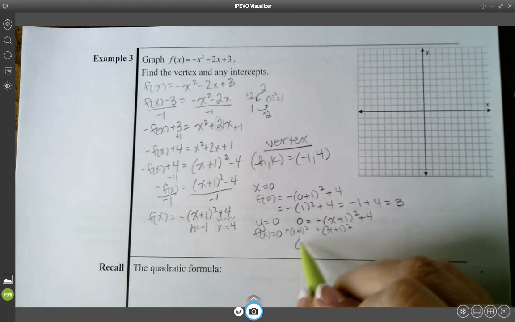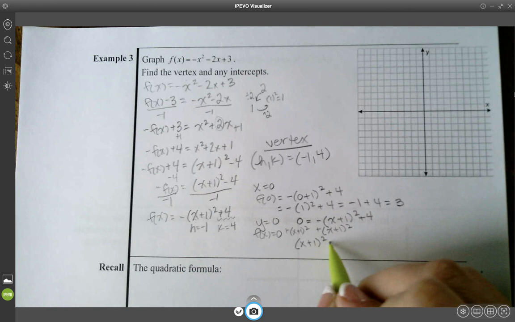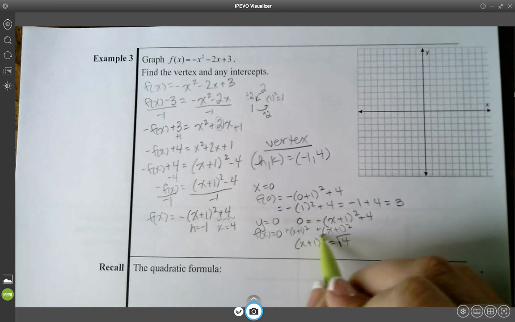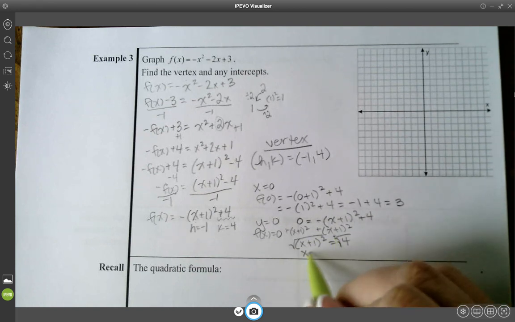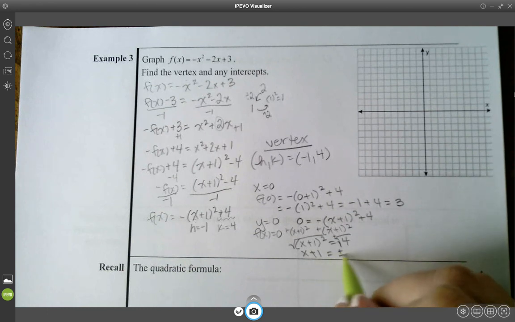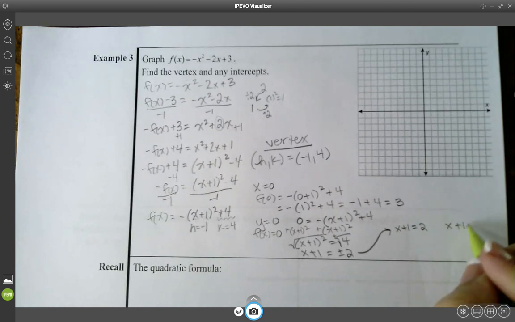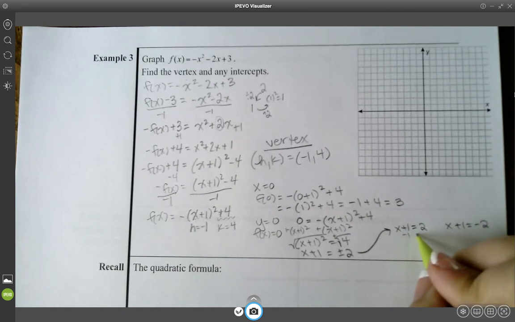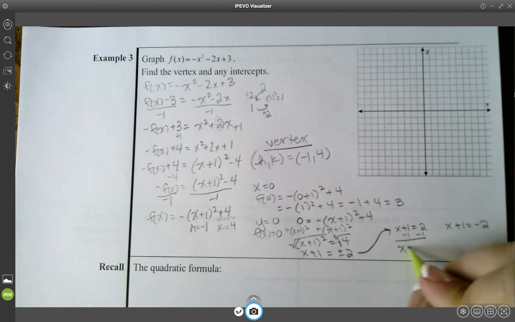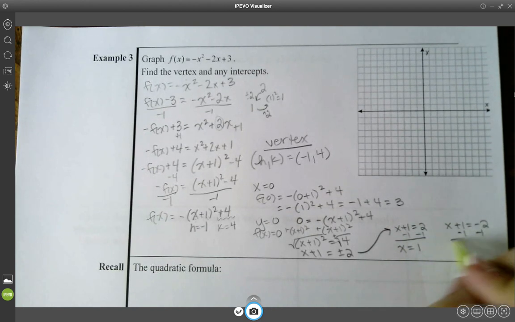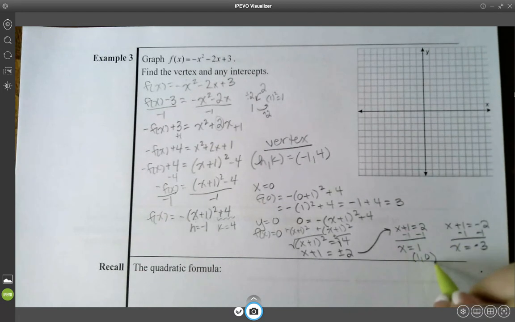So now we have (x + 1)² = 4, square root property. x + 1 = ±2. This gives us two equations: x + 1 = 2, or x + 1 = -2. Subtract 1, x is 1. Subtract 1, x is -3. So we have 2 points here, (1, 0) and (-3, 0).